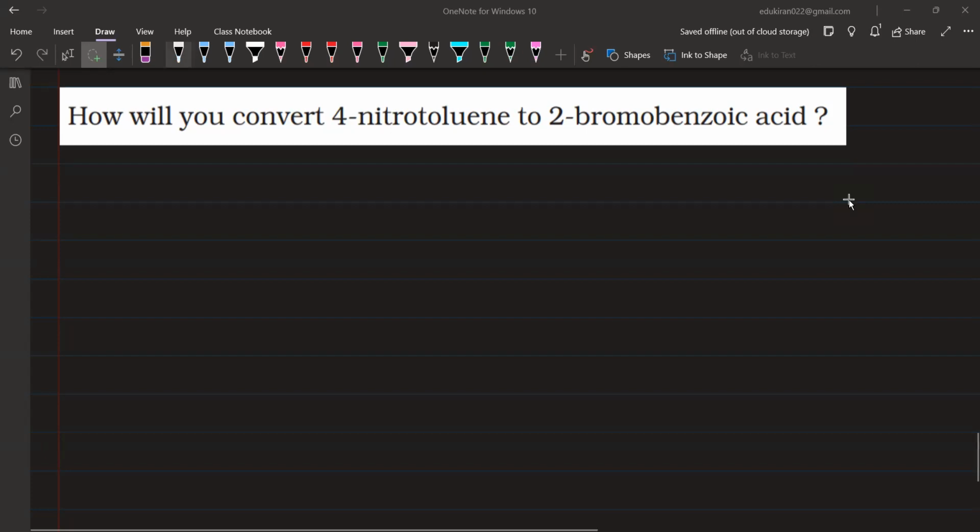See here. Whenever they ask you to convert something to something, you'll first of all make the structures. So you'll start with 4-nitrotoluene. What is toluene? It is a benzene ring with a CH3 group. And at the fourth position, this is the first position, second position, third position, fourth position, you have nitro.